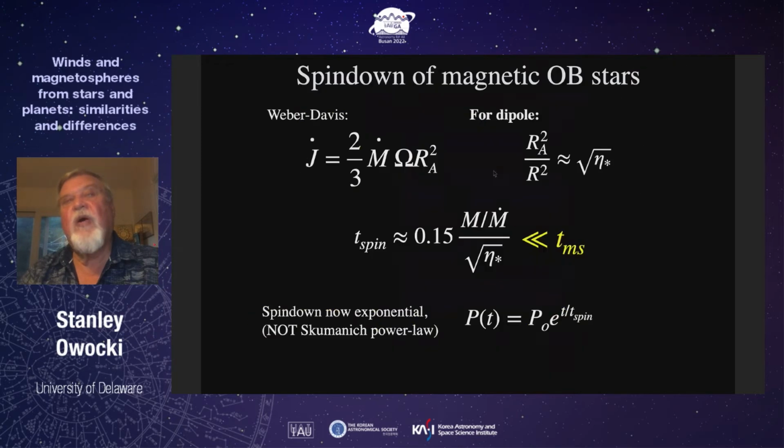And so this brings to the issue of spin down of magnetic OB stars. Again, we use this Weber and Davis formula, but now the Alfvén radius squared is proportional to the square root of this confinement parameter. If you plug in the numbers, you find that the spin down time of these magnetic massive stars is much less than the main sequence lifetime. Only these now do not spin down as a power law the way the schematic is, because there's no feedback between the mass loss and rotation of the star. Instead, they just spin down sort of exponentially. That is, the period just increases with age compared to the spin down time.